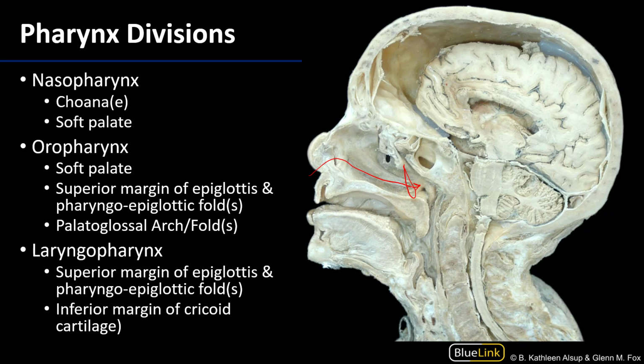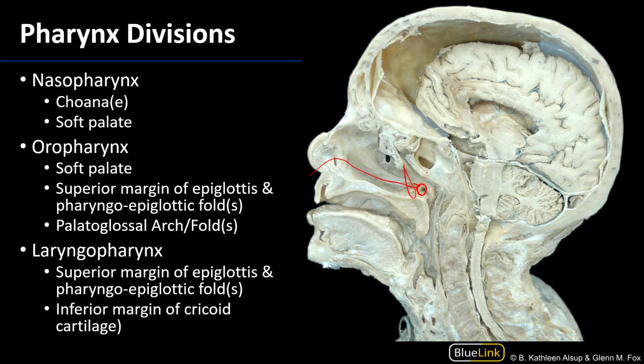Now, it's here that we can also see sometimes the opening for the pharyngotympanic tube. That would be a passageway that connects the nasopharynx with the middle ear, also known as the eustachian tube. So that's how we're able to equilibrate air pressure in our middle ear when we change altitudes or depths.